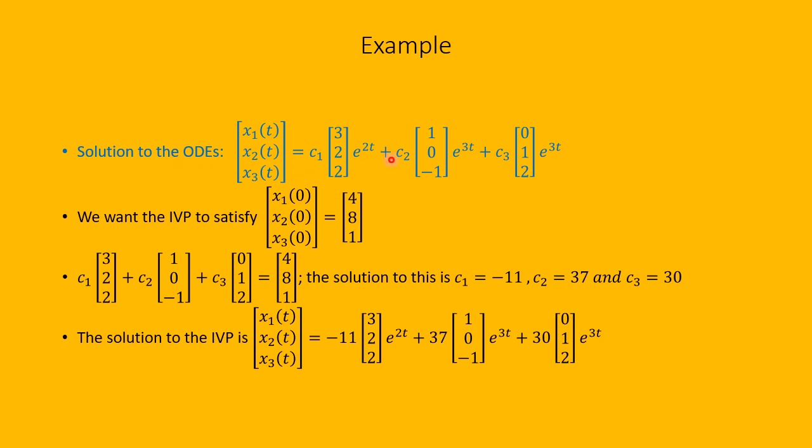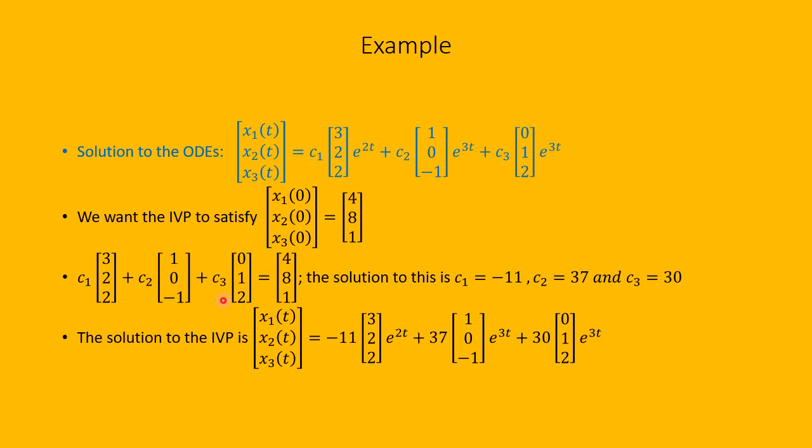So far, we found the general solution to those three first-order linear differential equations. Now we want to specify that for the solutions to the initial value problem, we need x sub 1 of 0 to be 4, x sub 2 of 0 to be 8, x sub 3 of 0 to be 1. So let's plug in t equals 0 into here. And what we notice is that e to the 0 is 1 here, each time. So we just get c1 times this vector plus c2 times this vector plus c3 times this vector, which has to equal the 4, 8, 1 that we had here.